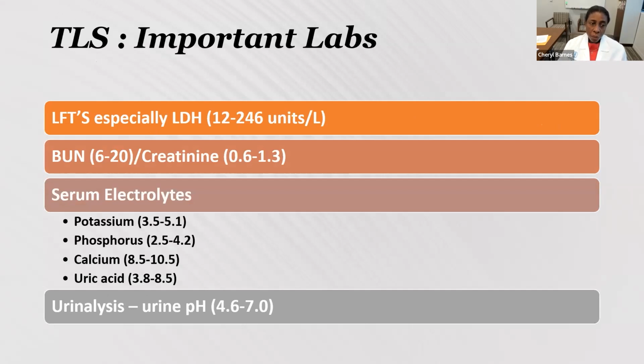So what are the labs that we look at? We look at the LFTs, the liver function tests, especially the LDH, which we want to be in a range of 12 to 246, the BUN and creatinine, the serum electrolytes, so the potassium, the phosphorus, the calcium, and the uric acid. And we want to see a urine pH of 4.6 to 7.